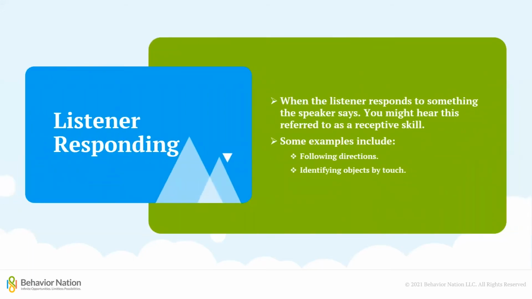Listener responding. This is when the listener will respond to something the speaker says. You might hear this referred to as a receptive skill. Essentially, this is when your child engages in a response following the verbal behavior of a speaker. This could include following directions, such as stand up, sit down, or identifying objects. You could think of things like find the red ball. Where is the black cat?